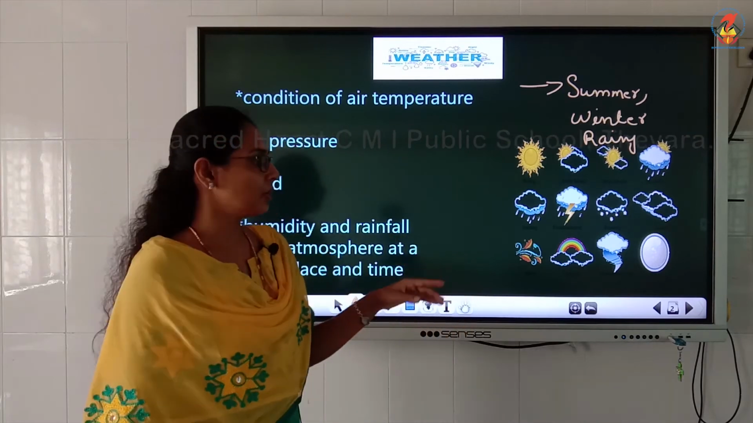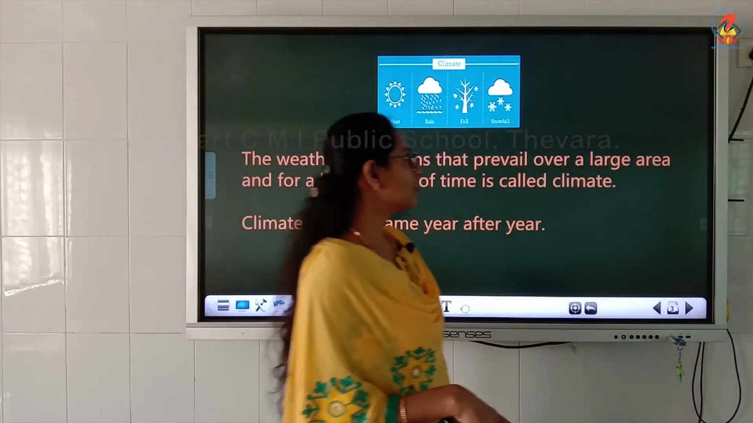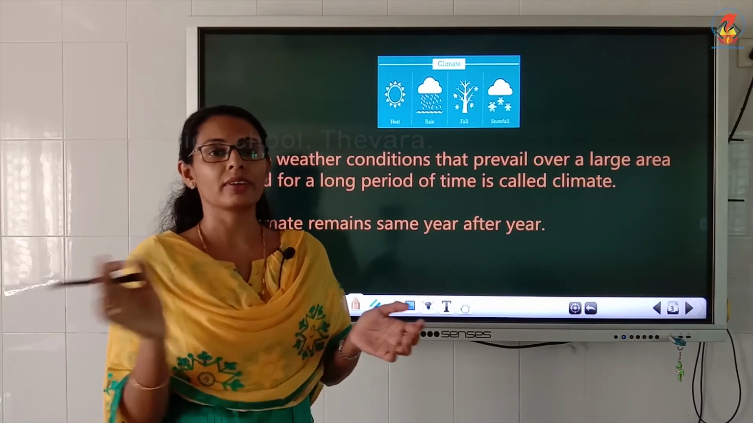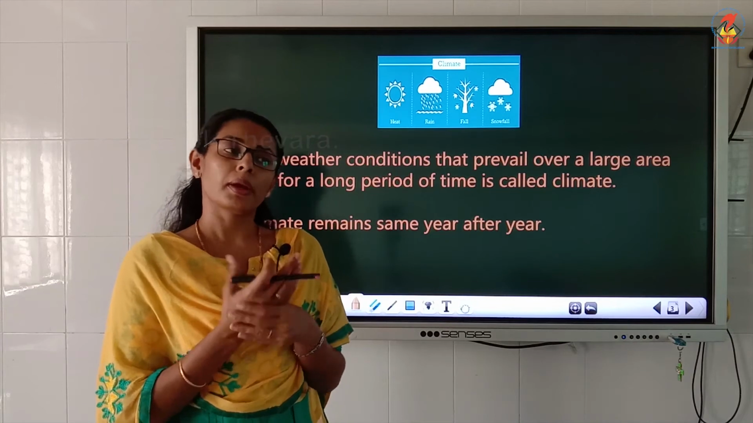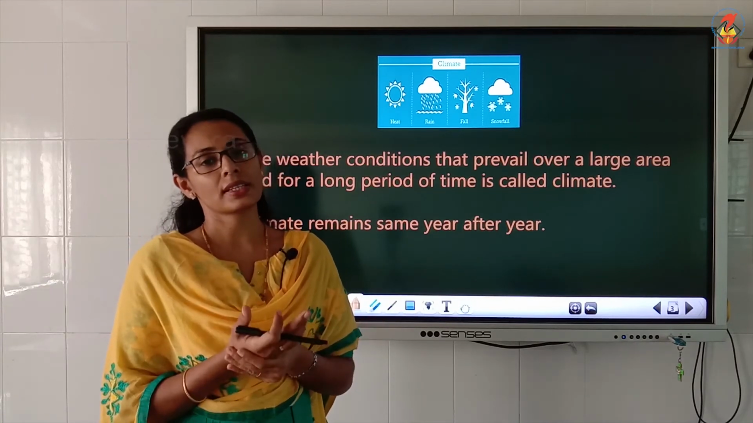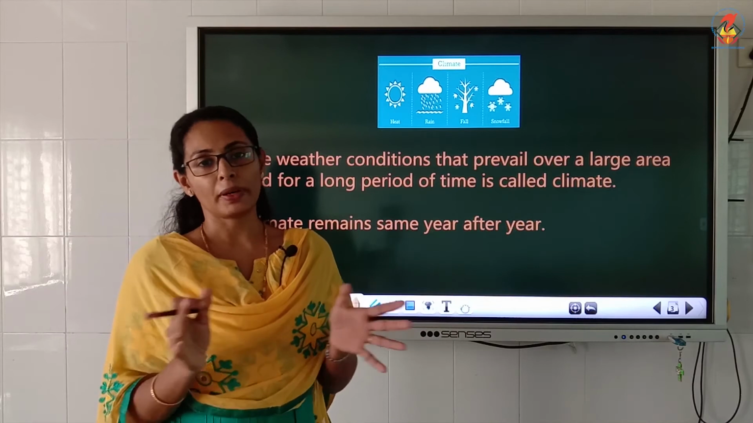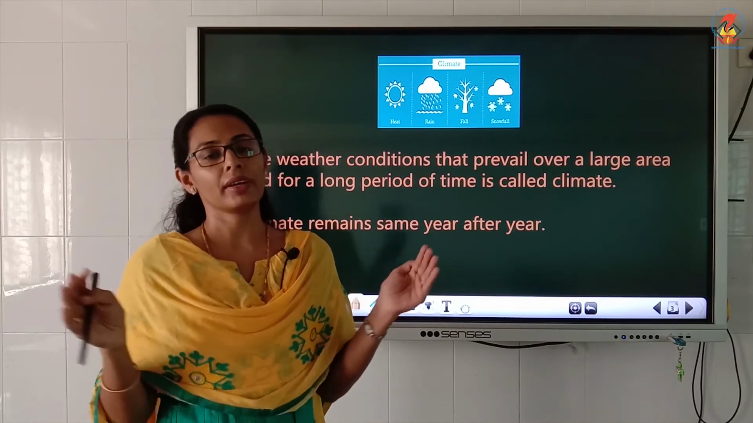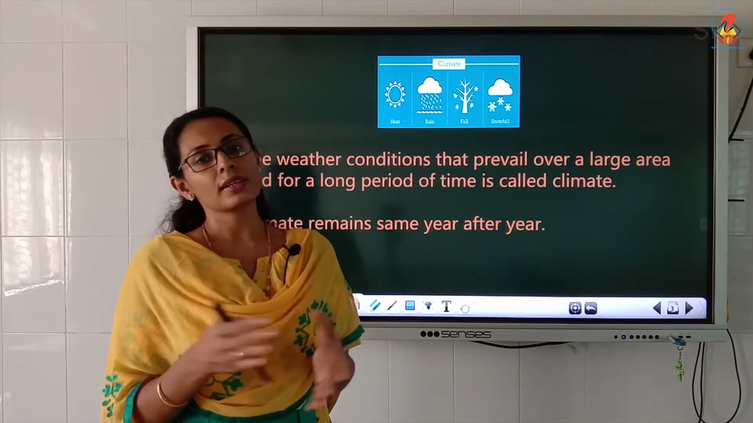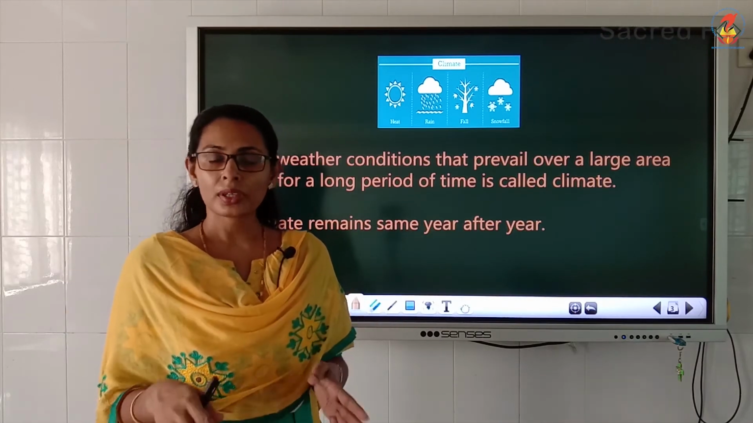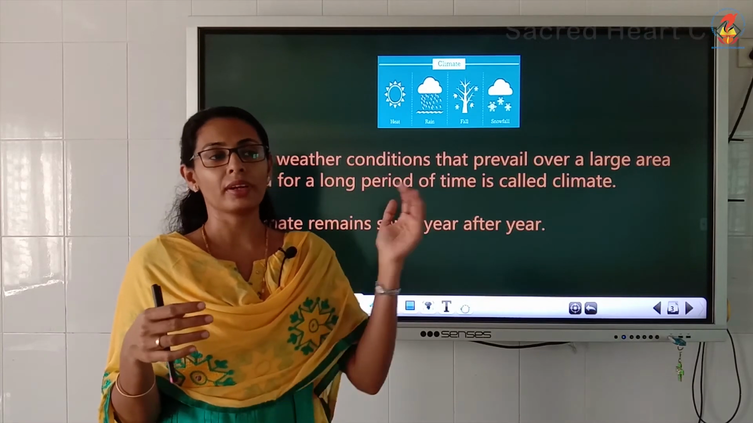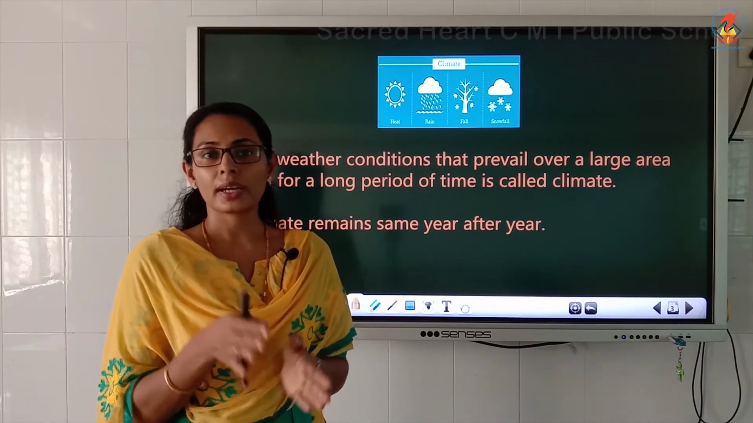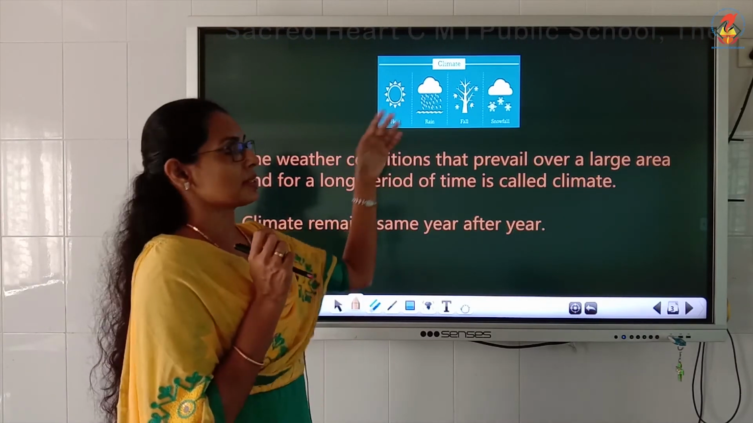Understood children? Now the next one: what do you mean by climate? Climate is a fixed thing, it almost never changes. For long years, maybe 30, 50, 60 or even 90 years, it is the same for a particular place. We know that in June, July in Kerala we have rainy season. Year after year this is happening, even 100 years ago the same condition was going on, but now it is changing. That is known as climate.